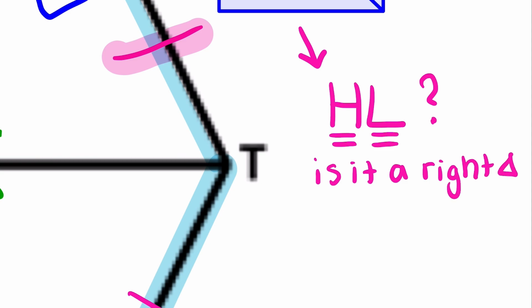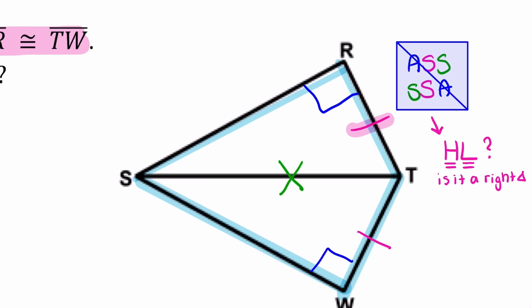So you really need to ask yourself, is it a right triangle? And let's think about it. Is this a right triangle? Yeah, it has a right angle. It's a right triangle.